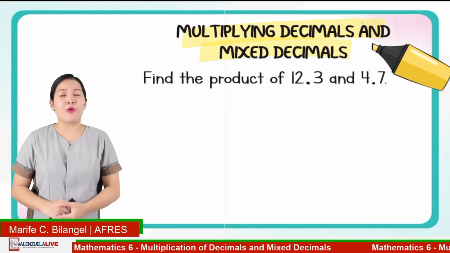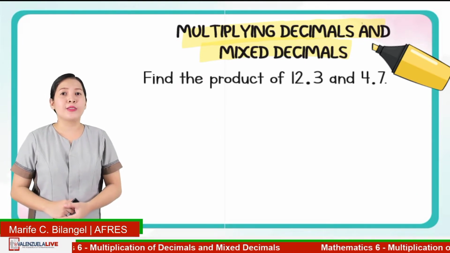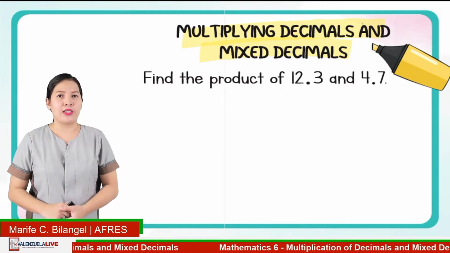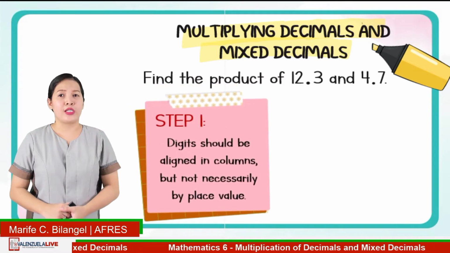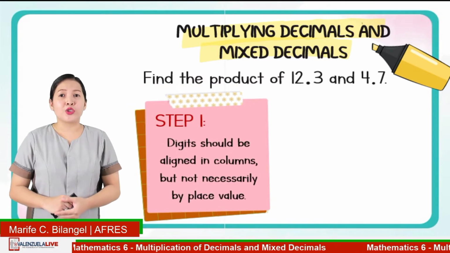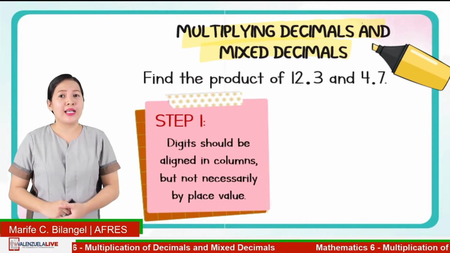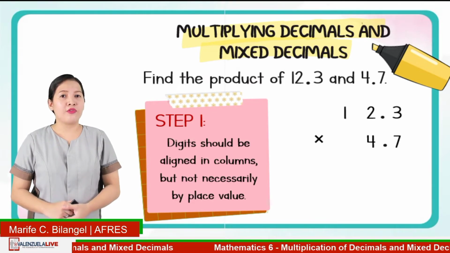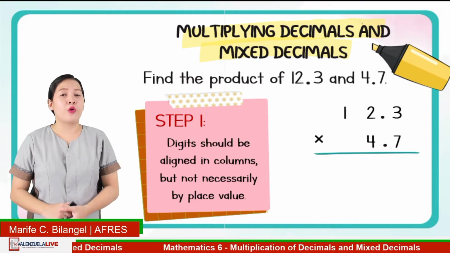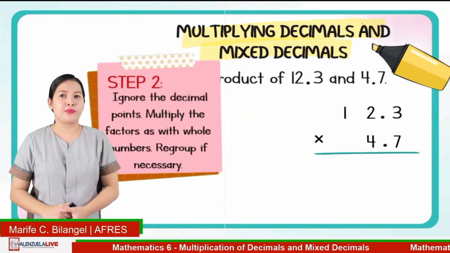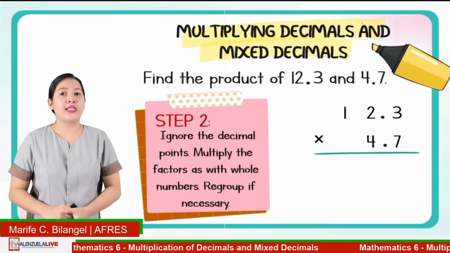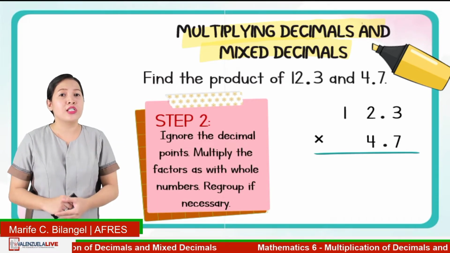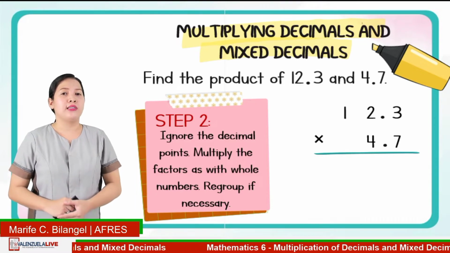Let's have our second example. Find the product of 12 and 3 tenths and 4 and 7 tenths. Again, the first step, digits should be aligned in columns but not necessarily by place value. We have 12 and 3 tenths multiplied by 4 and 7 tenths. Ignore the decimal points and multiply the factors as if we are just multiplying whole numbers.